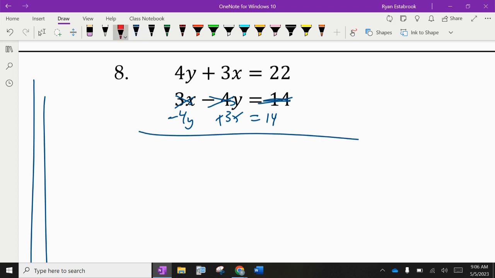But like the previous one, what happens if we just add them together? 4y, negative 4y, poof, eliminate each other out. 3x plus 3x, we're adding, so that is 6x. Don't forget to add the right sides. 22 plus 14 is 36, and we have an equation with only x in it.